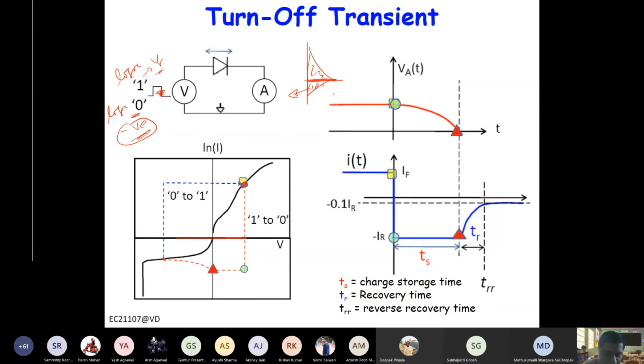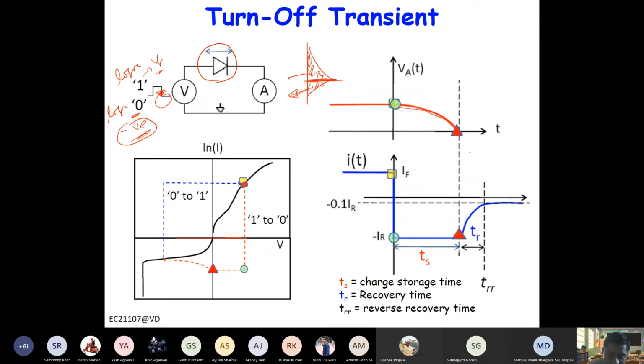So when you move from forward bias to reverse bias, now what will happen? The voltage across the diode will not change instantaneously, right? So as the charge is moved away, it will go down. And when the voltage across the diode is 0, that means the minority carrier has been removed. Then after that, this VA will go to a negative value, right? The applied negative value.